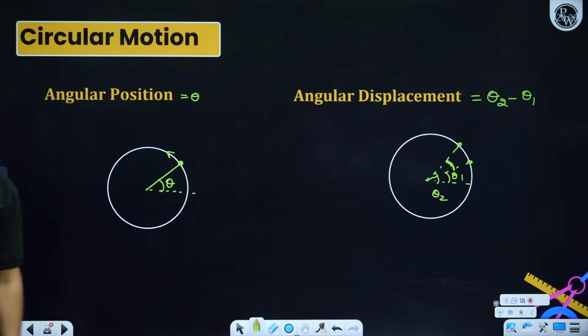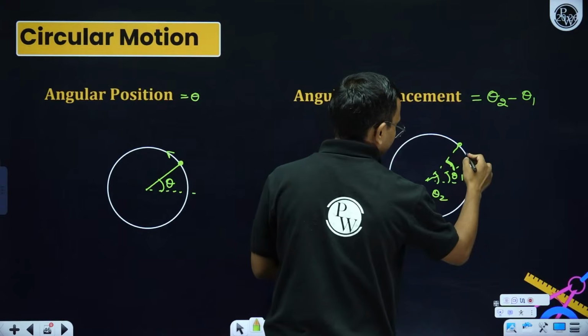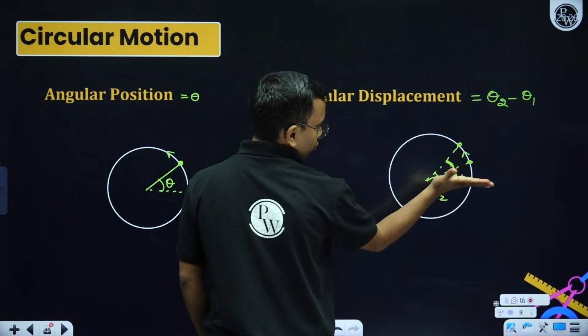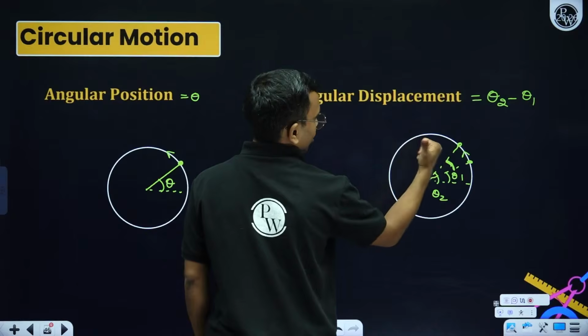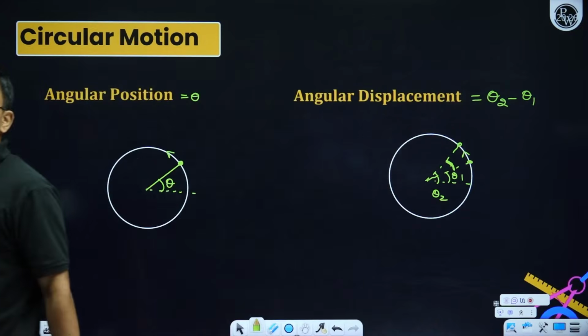What is the direction of angular displacement? Use the right hand thumb rule. The particle is moving like this. Close your fingers in this direction, and the direction of the thumb is out of the plane. That is the direction of theta 2 minus theta 1.